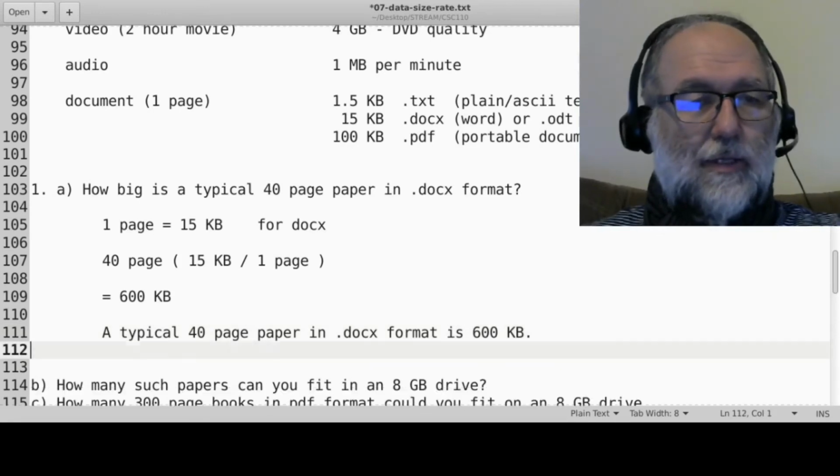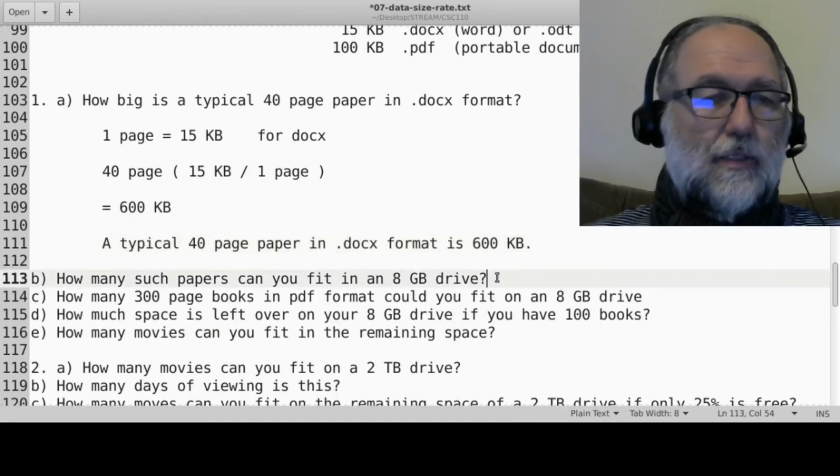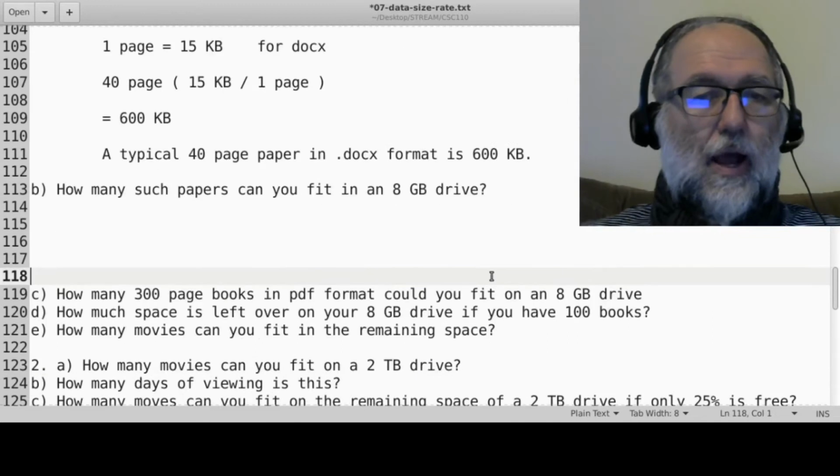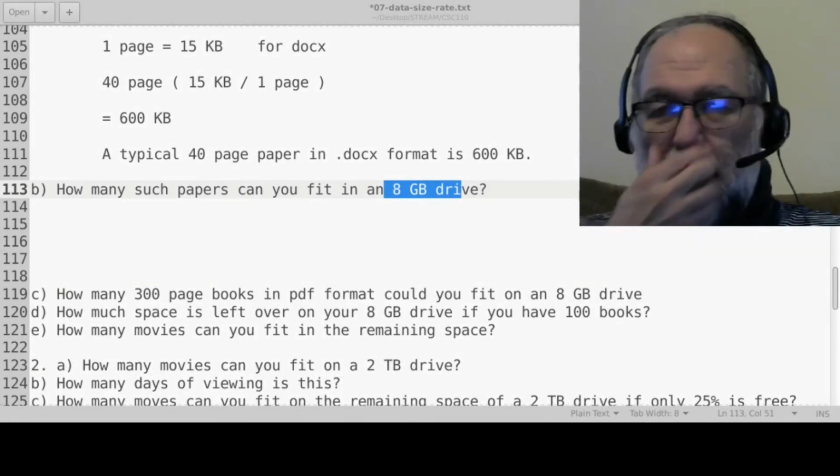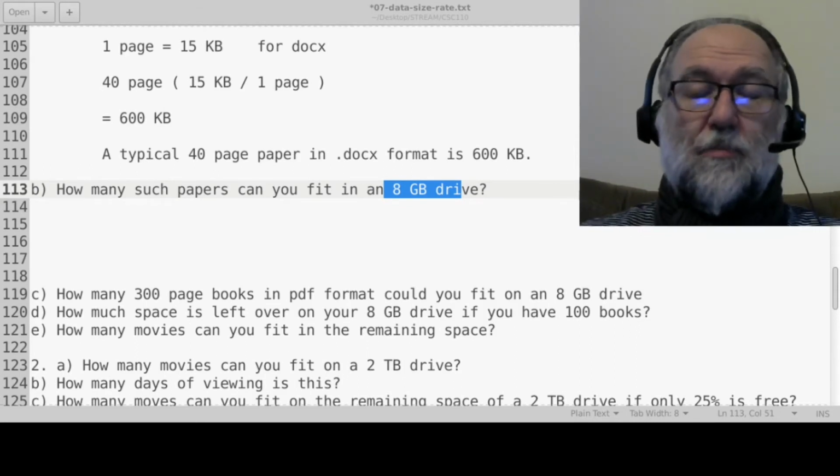All right, part B to that same problem is, how many such papers could you fit on an 8 gigabyte drive? Now, 8 gigabyte drives, that's like an older USB drive.